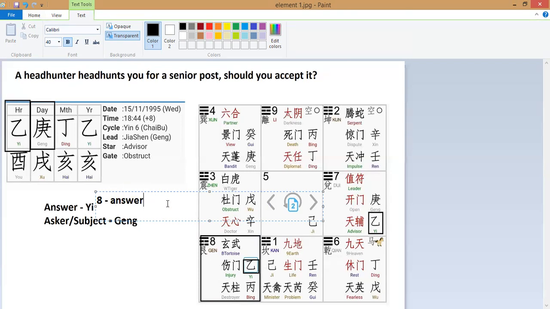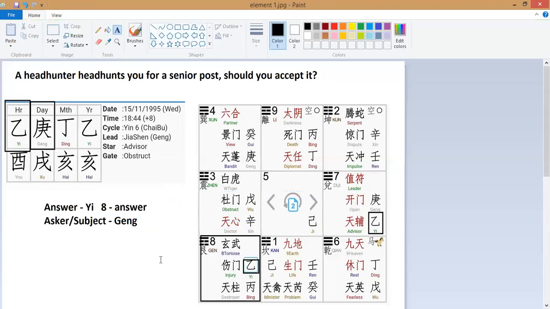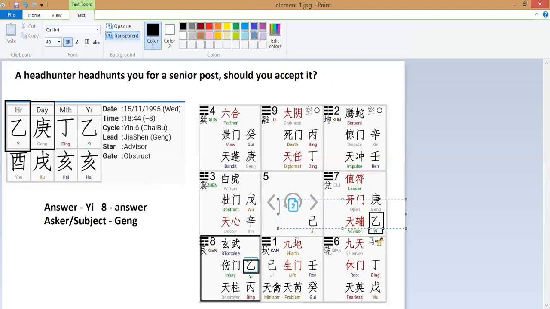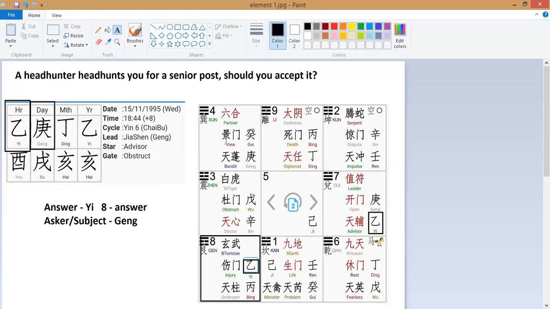And we also need to identify where the box of the asker, which is the subject, Geng, is. This is Geng over here. Let's look at where Geng is. Geng is actually in this particular box, which is box number 7. So box number 7 is also the representation for the asker.